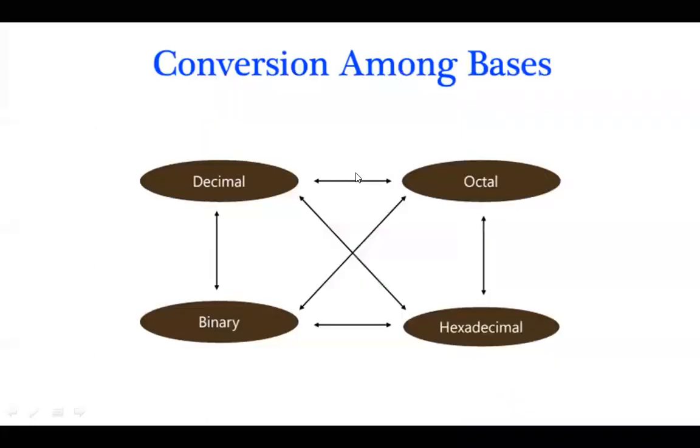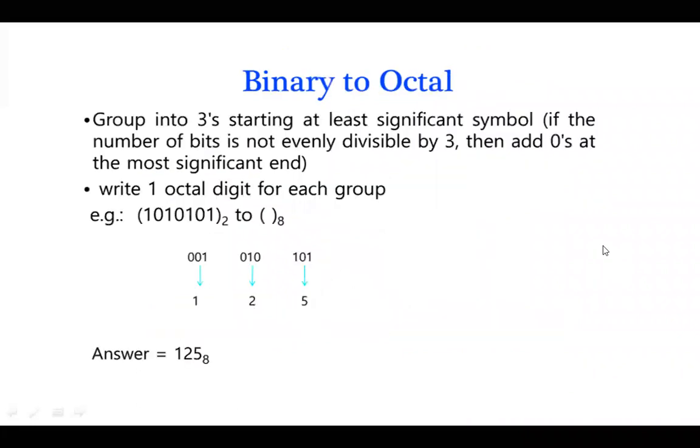Now, converting from one notation to another. We have 4 entities in a number system: octal, decimal, binary, hexadecimal. You can convert from one form to any of the other forms. So this is the graph. Now the first conversion we are going to see is binary to octal conversion.